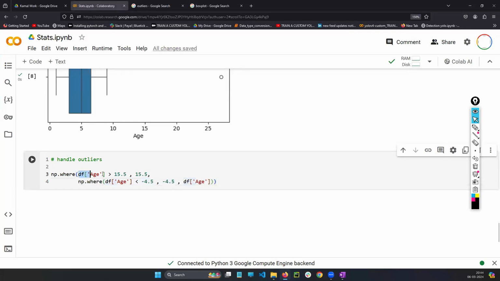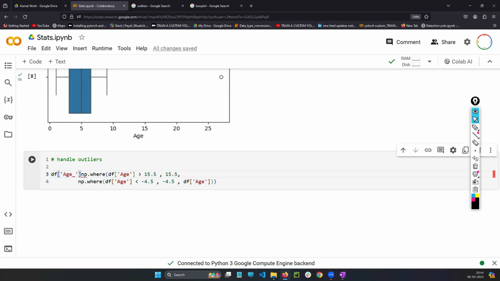So what was the logic? In the age column, the values which are more than 15.5, make them 15.5. The values which are less than minus 4.5, make them minus 4.5. Or else the remaining data, keep as it is. All this I am doing, and I am updating in the variable df of age only. In the age only. Or else you can take another column.